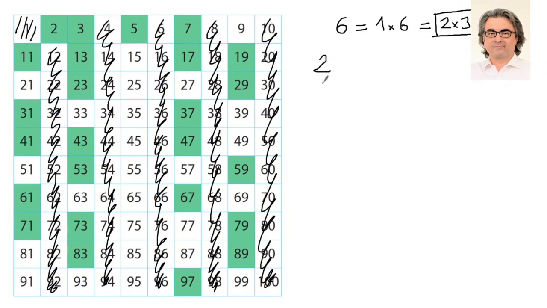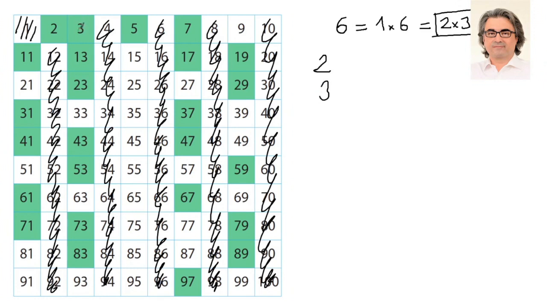So after 2, 3 is the second smallest number after 2, of course, a prime number. So all multiples of 3 are composite numbers. So I should clean from the desk multiples of 3.